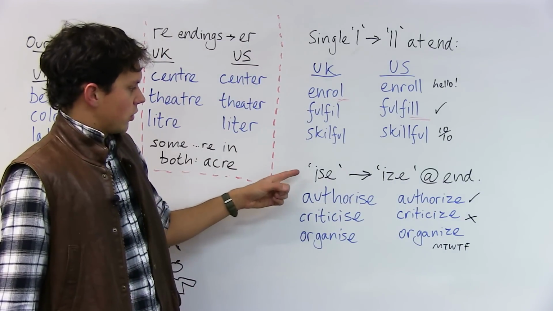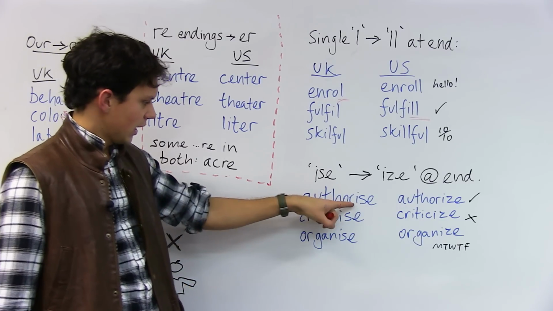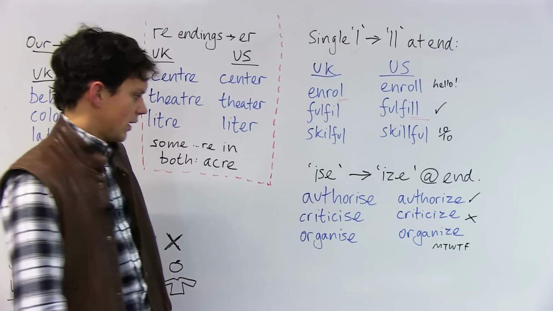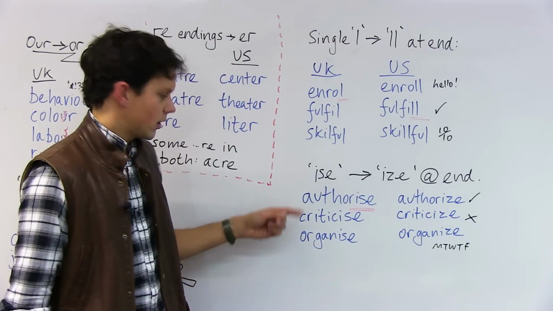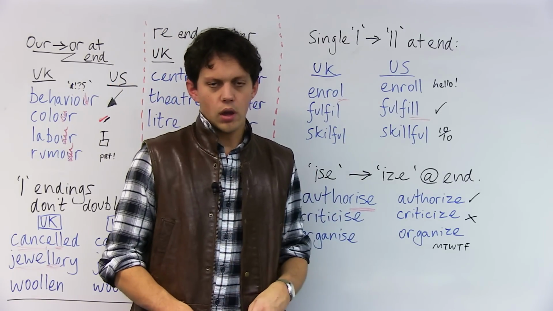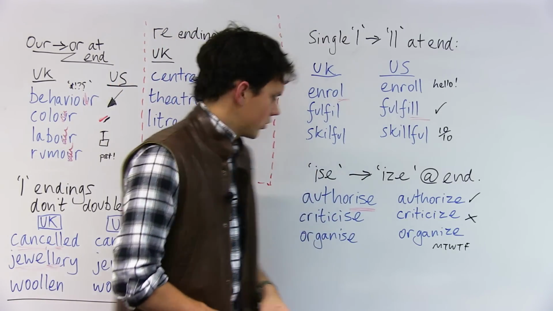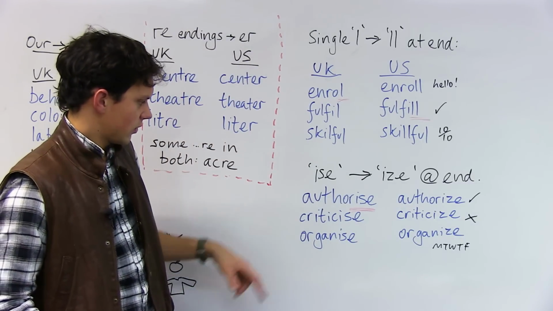Okay, good. We're looking now at the ISE ending. So it's a verb ending. Authorise. Authorise means to give permission to. Authorise your bank to give money to charity or something. I don't know. Authorise. Criticise and organise.